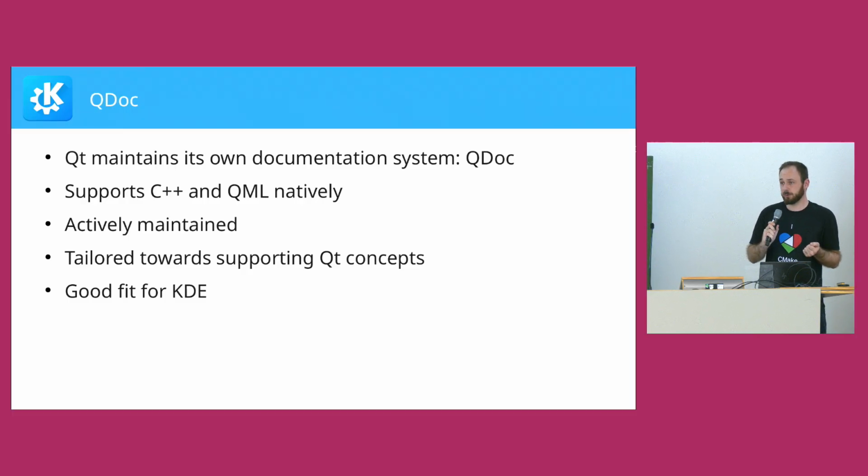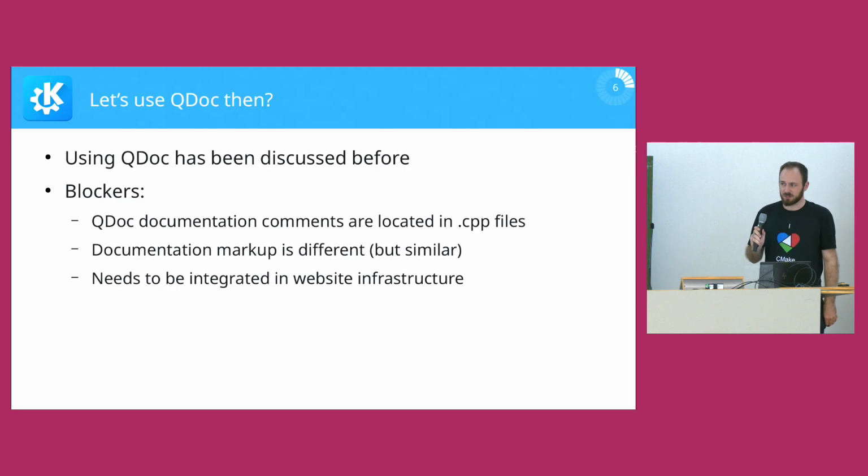And that means support for documenting C++ APIs, but also QML APIs. So if you look at the documentation for any QML APIs from Qt, that looks miles better than anything we have on API KDE org. And it's also actively maintained and developed with new features. And overall, it seemed like it could be a very good fit for KDE. So, case solved, let's use it then.